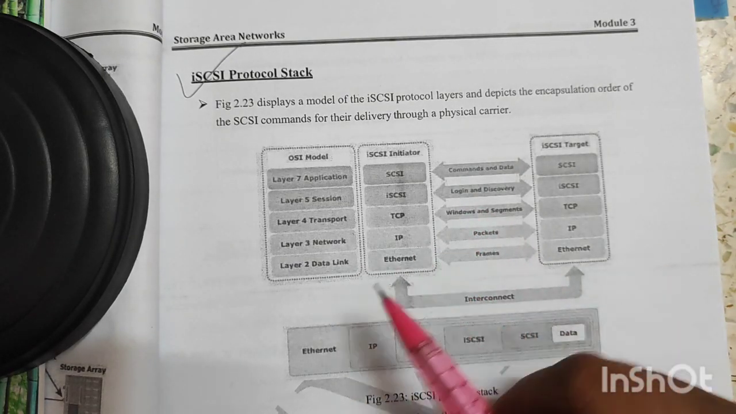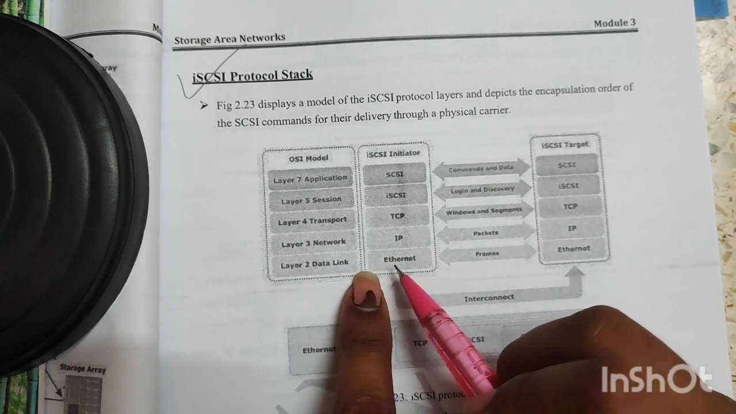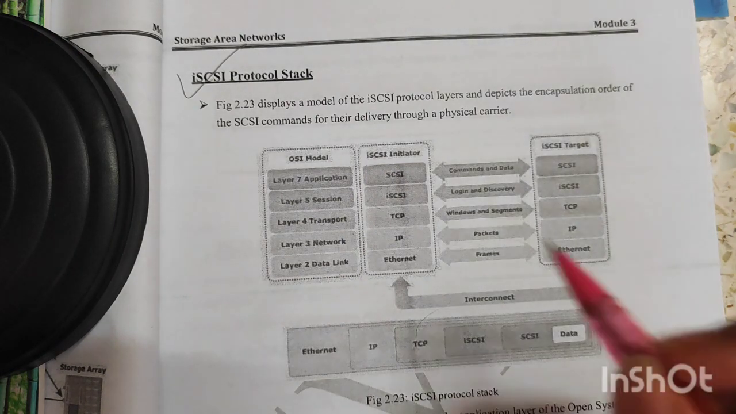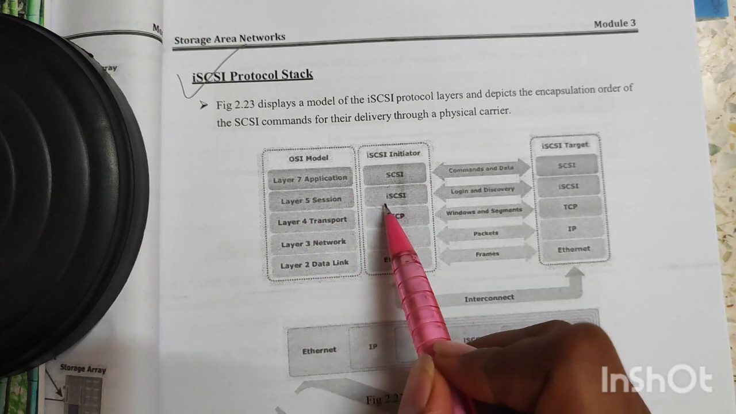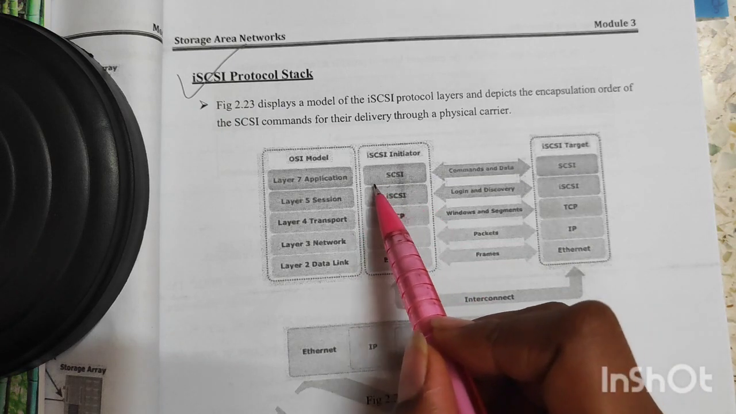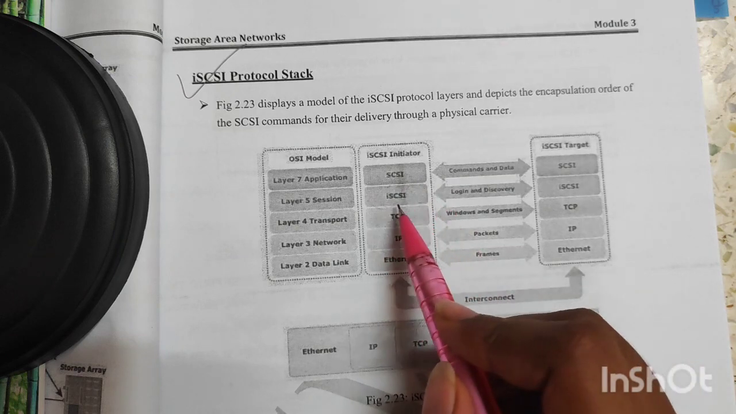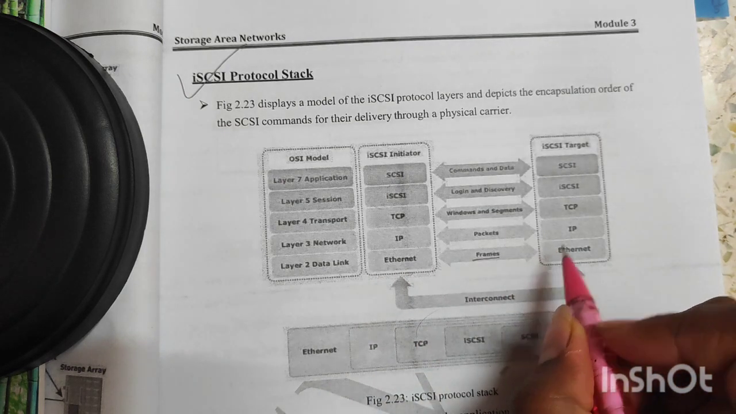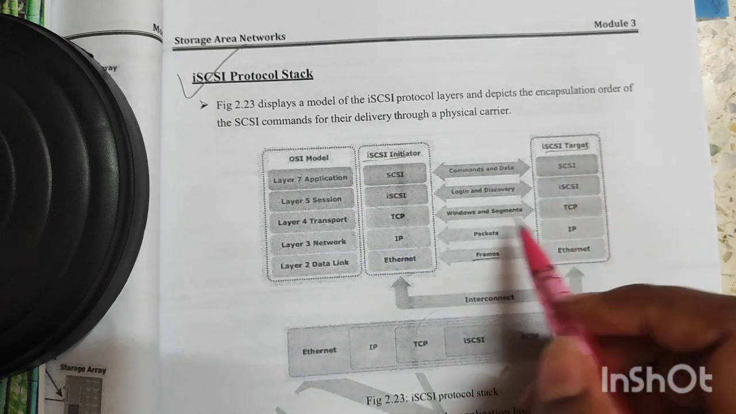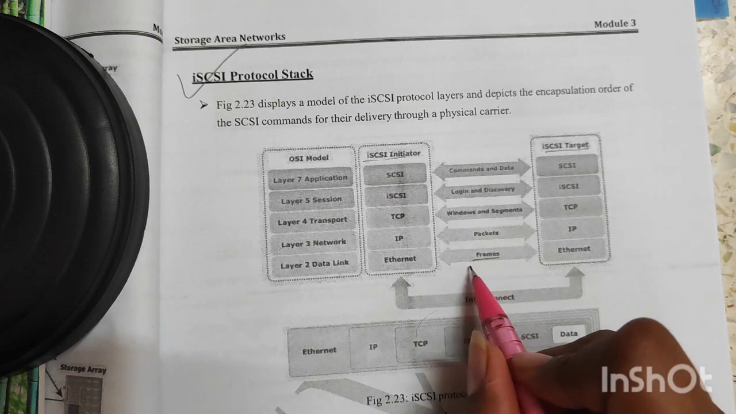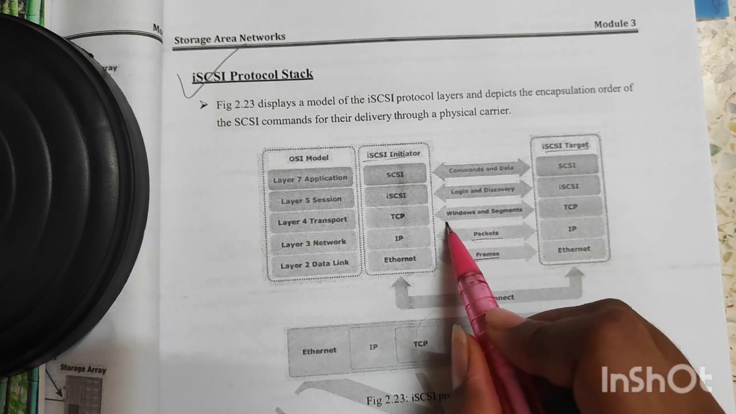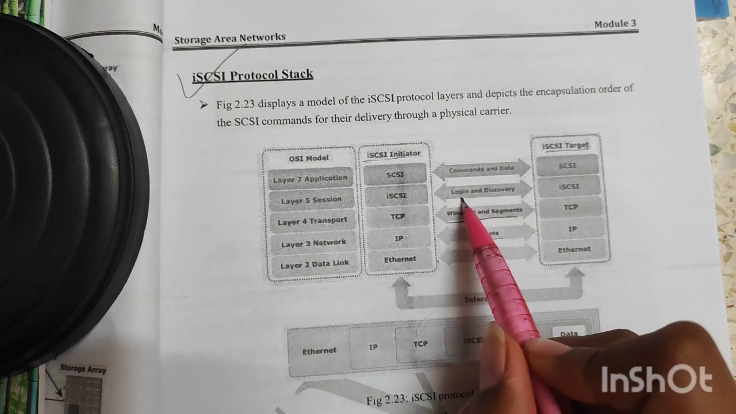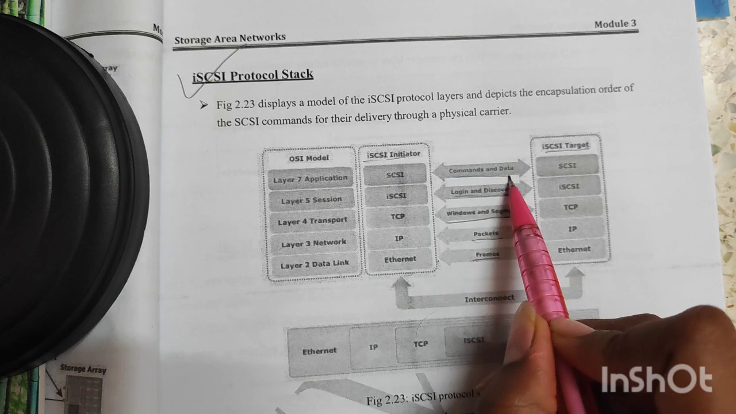In the data link layer you have Ethernet, that is you're using cable to give your internet connection. In the network layer you have your IP address, in the transport layer you're using TCP, in the session layer you're using iSCSI, and in the application layer you're getting SCSI. Ethernet sends data through frames between your iSCSI initiator and the target. In IP the data gets sent through packets. In TCP the data gets sent in windows and segments. In iSCSI, login and discovery happen, and in the application layer you have commands and data.